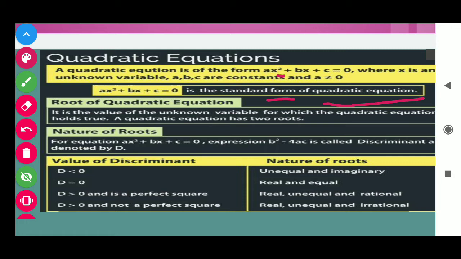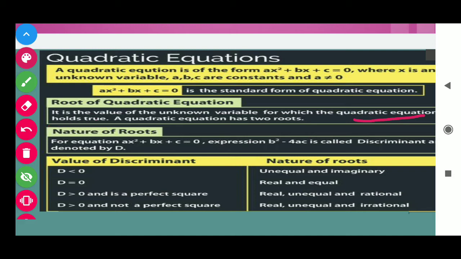And here we have the root of quadratic equation. What is this root? It is the value of the unknown variable for which the quadratic equation holds true. A quadratic equation has two roots. Students, root of quadratic equation is what? It is the value, ये ऐसी value है जो कि satisfy करती है quadratic equations को. That means holds true.